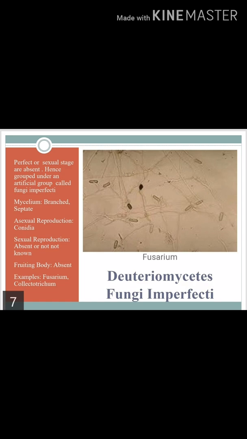Our next class is Deuteromycetes. These are called imperfect fungi because in these only the asexual mode of reproduction takes place, by vegetative means, and reproduction takes place by asexual spores. These are called conidia. Mycelium is usually septate and branched. These types of fungi are either saprophytic or parasitic, and examples are Alternaria, Colletotrichum and Trichoderma. These are such examples that come under the Deuteromycetes.